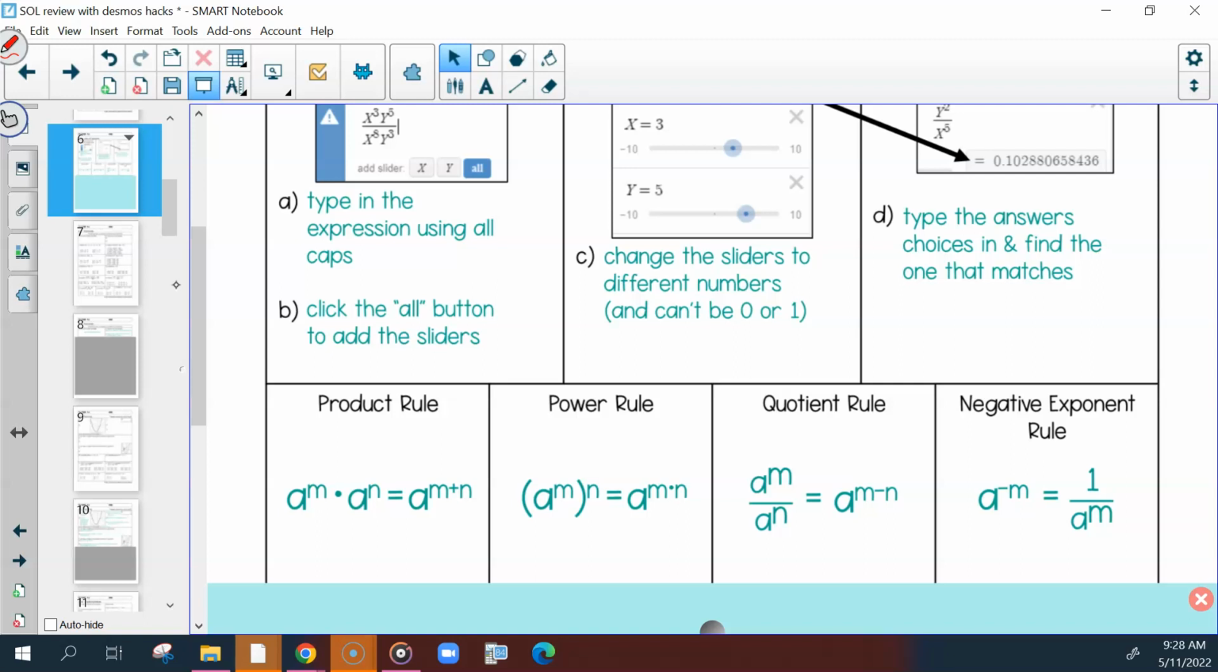Do we need to see this Desmos hack in Desmos? Did we have questions on 1, 2, 3, 4, 5, or 6?